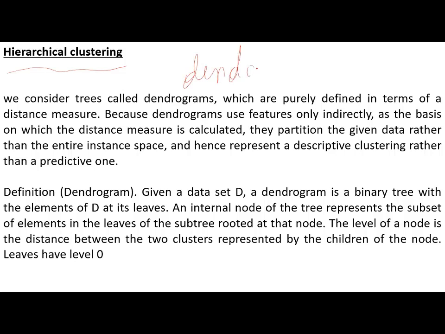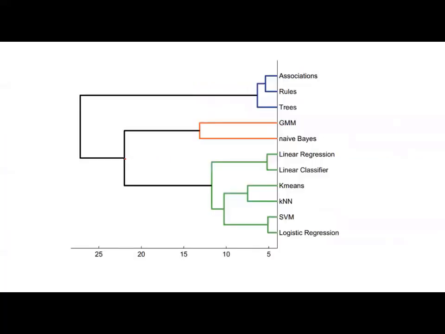Dendrograms are purely defined in terms of a distance measure, because dendrograms use features only indirectly as the basis on which the distance measure is calculated. They partition the given data rather than the entire instance space, and hence represent a descriptive clustering rather than a predictive one. For example, you can see this is a dendrogram.